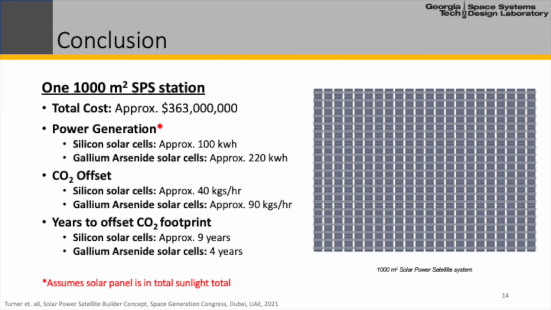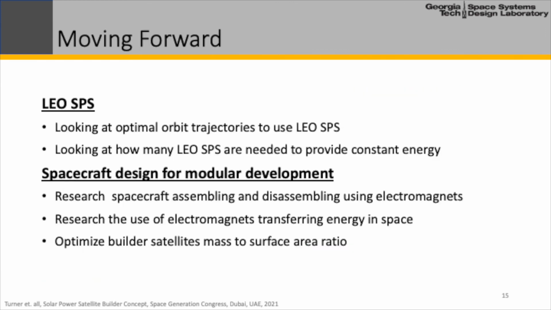All things considered, if you want to offset the CO2 footprint associated with building one of our solar power satellites, it would require about 9 years using silicon solar cells, or 4 years if you're using gallium arsenide solar cells. With the average life of a solar cell being about 20 years, by building the recommended solar power satellite using our builder concept, either solar cell seems feasible of producing a negative CO2 footprint in the long run.